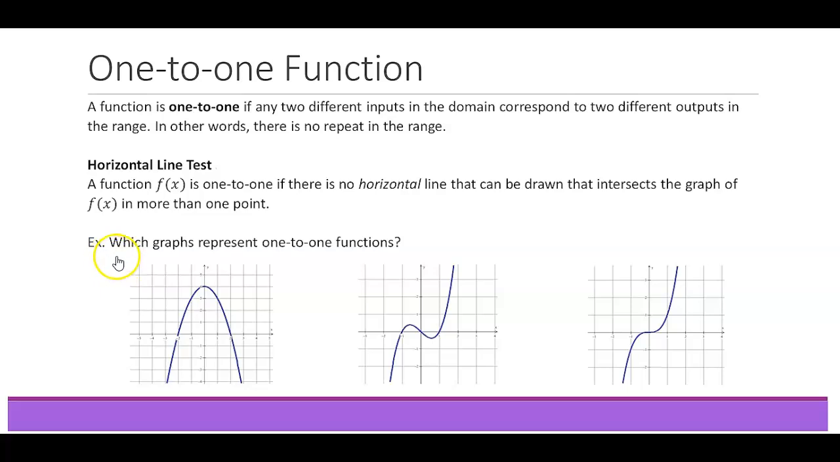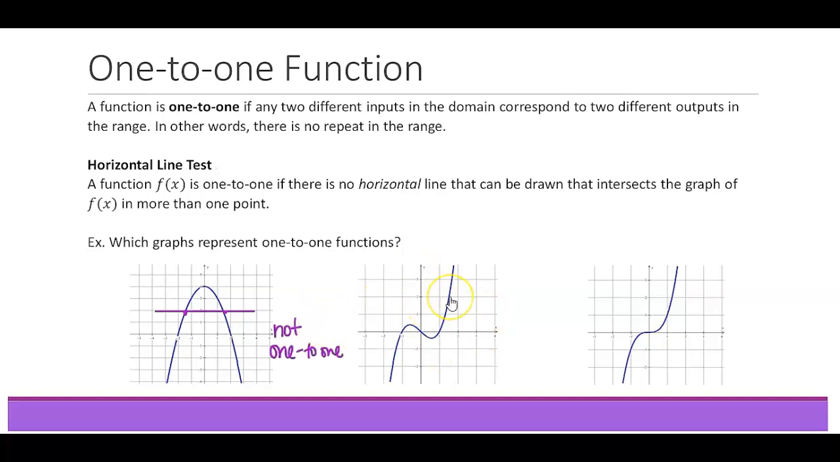So in this first example, we're going to look at which graphs represent one-to-one functions. On this graph on the left, I have this upside-down parabola here, and it's definitely a function. It passes the vertical line test, but I can draw a horizontal line that will intersect in more than one place. So this first one is not a one-to-one function. So we're going to say not one-to-one.